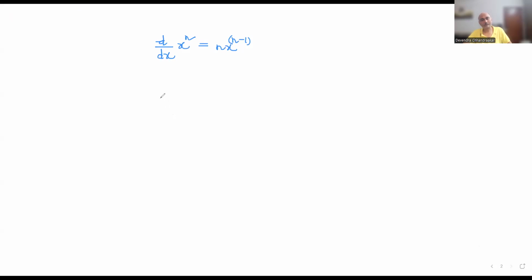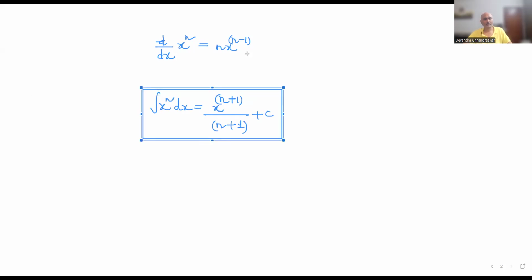In kinematics, the next one is integral of x to the power n dx. This is x to the power n plus 1 upon n plus 1, plus constant c. These are the two integrations, which are two mathematical applications which we will require.